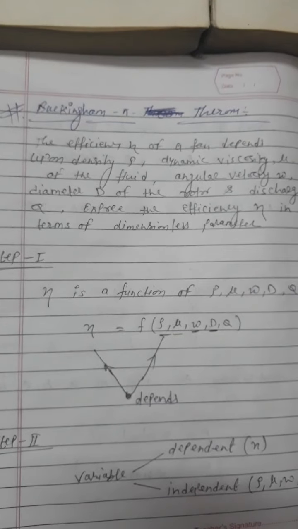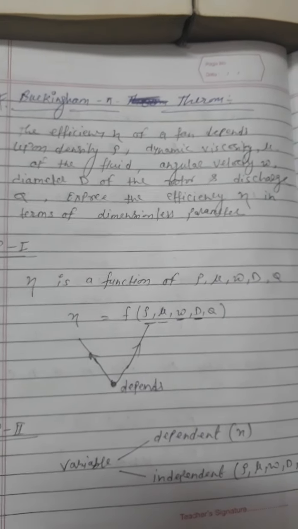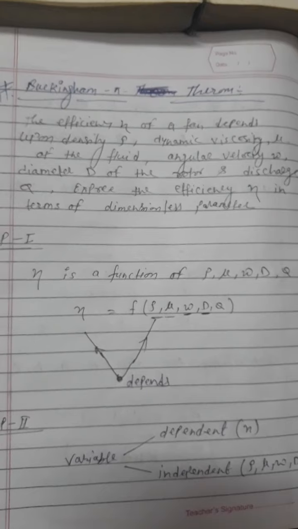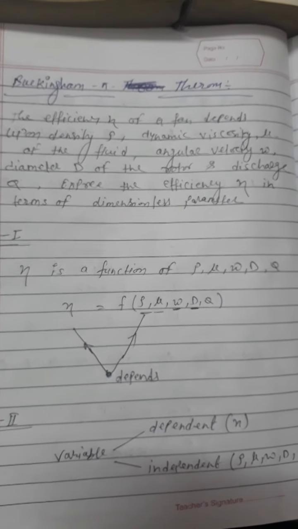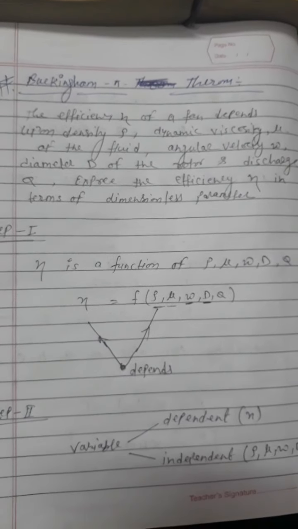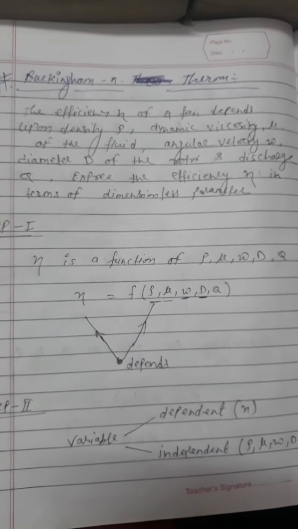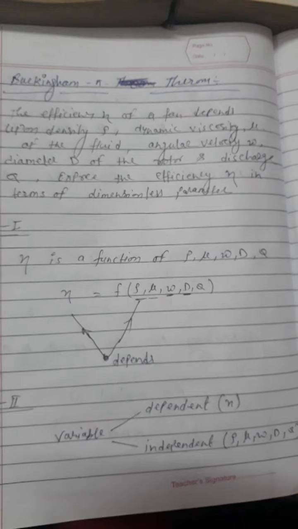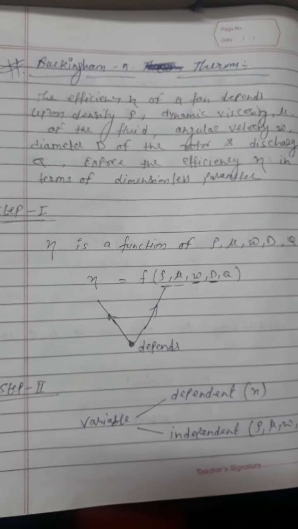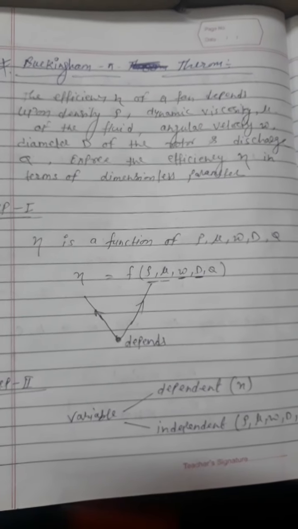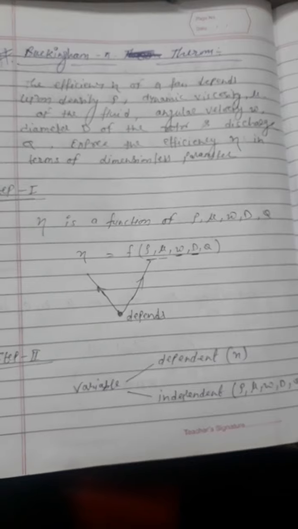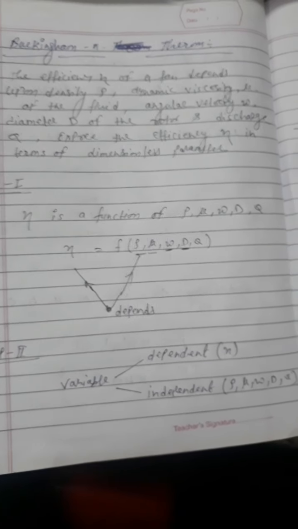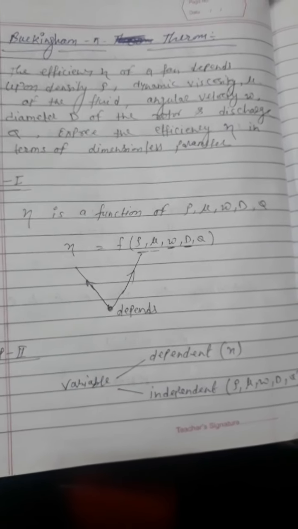Morning friends, today's topic is the Buckingham Pi theorem. The efficiency eta of it depends upon the density rho, dynamic viscosity mu of a fluid, angular velocity omega, diameter d of a rotor, and discharge Q. Express the efficiency eta in terms of dimensionless parameters.